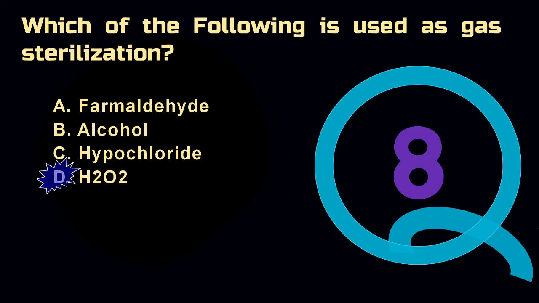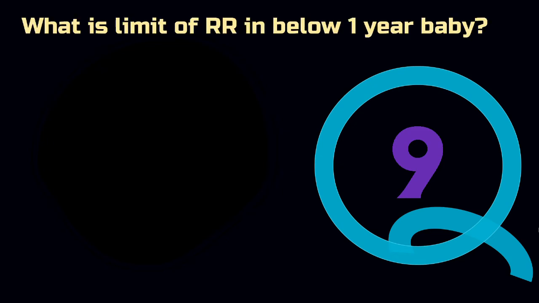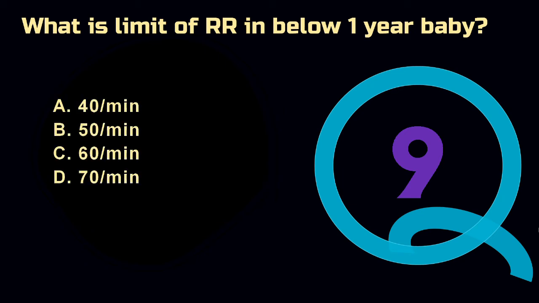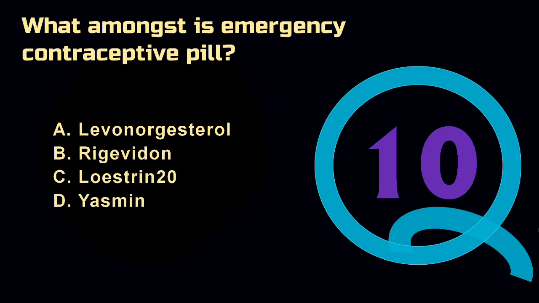The next question is, what is the limit of respiratory rate in a normal 1-year baby? The normal respiratory rate in a baby below 1 year is option A, 40 per minute. The next question is, which amongst these is an emergency contraceptive pill? Option A, levonorgestrel, option B, Rigevidon, option C, Loestrin 20, and option D, Yasmin. So, the correct answer to this question is option A, levonorgestrel.